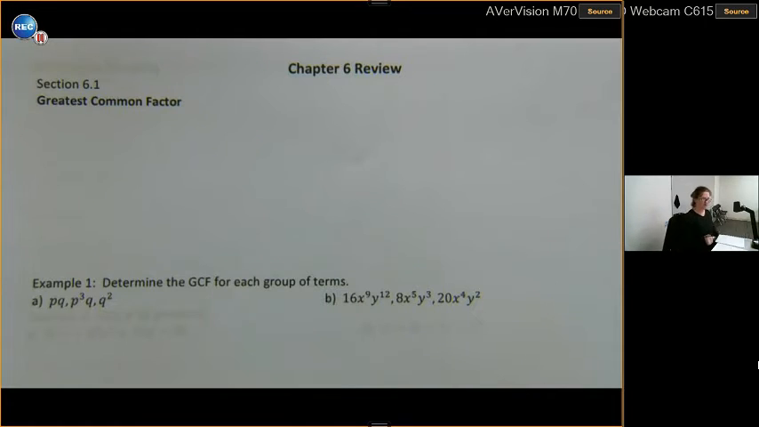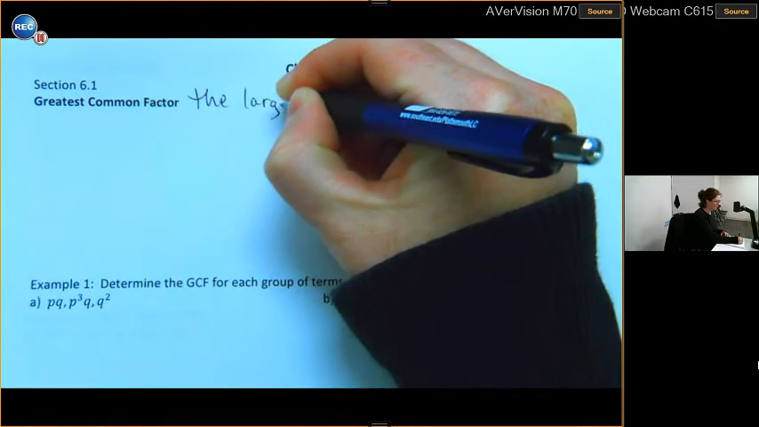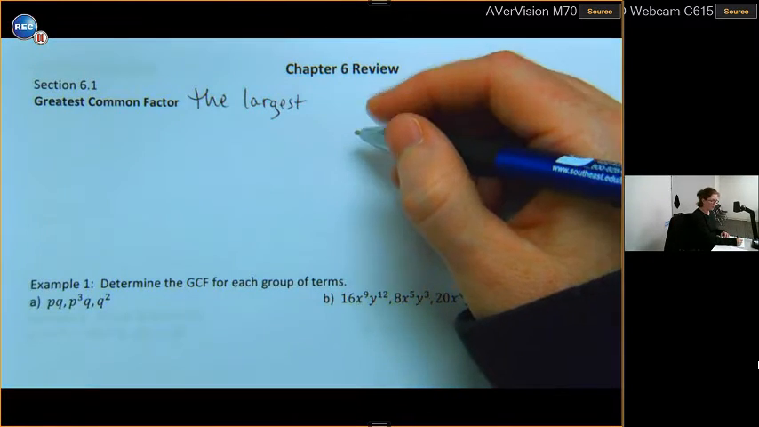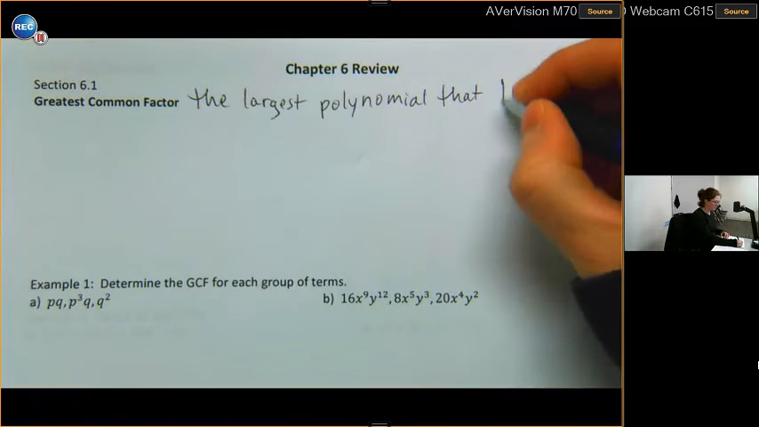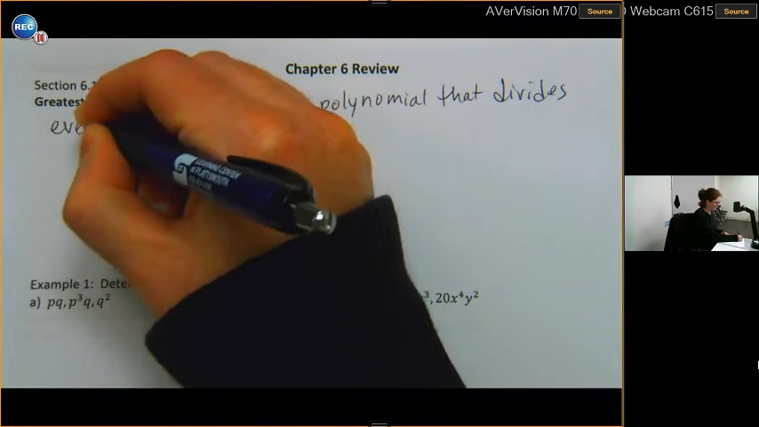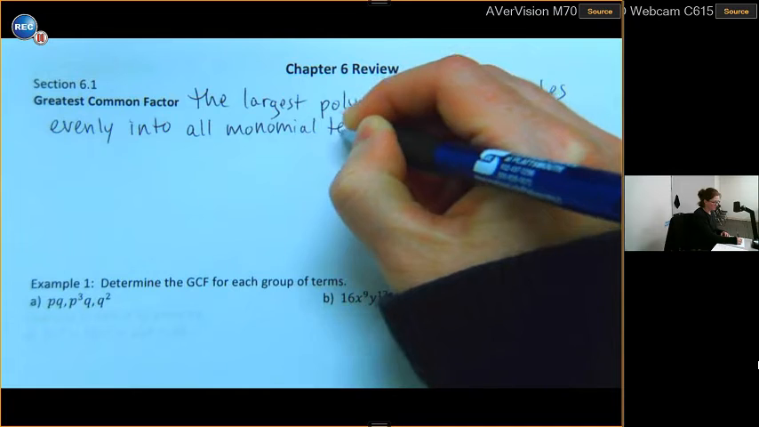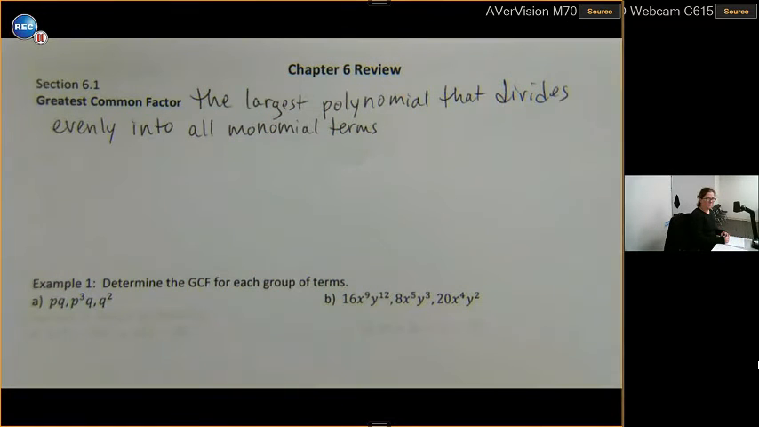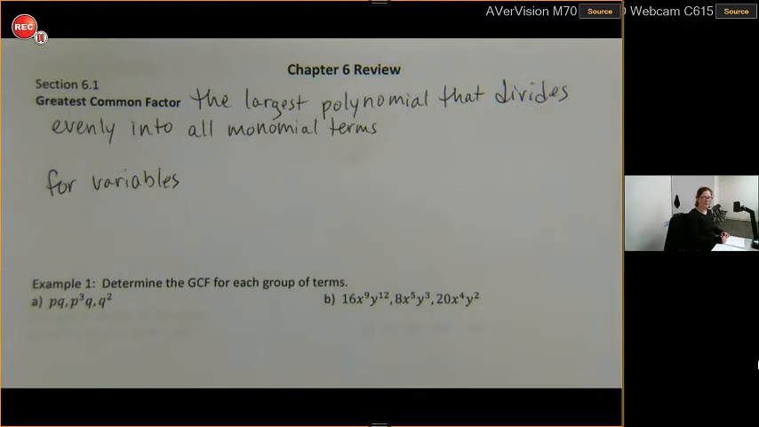In reviewing Chapter 6, we'll start with the first section, factoring greatest common factor. Just a reminder that the greatest common factor is the largest polynomial that divides evenly into all monomial terms. With numbers, you just look at the numbers and figure out what goes into all of them. With variables, the easy way to figure it out is it's just the lowest power of each variable.